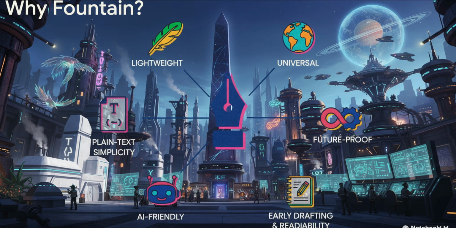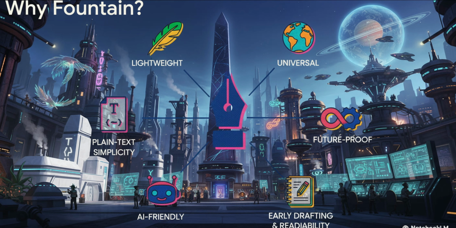And of course, that simplicity leads to some huge benefits because it's plain text. It's incredibly lightweight and universal. You can open and edit a Fountain file in any text editor on any device you own. It's future-proof and unbelievably AI friendly because there's just no friction. The AI can parse it instantly, which makes it perfect for rapid drafting and experimentation.